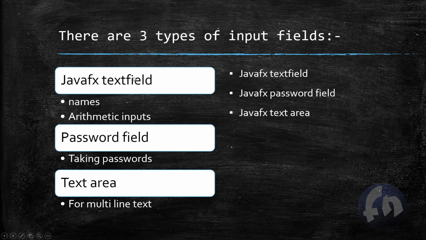Okay, so the JavaFX text field is used for taking names. Maybe you can have item names or some short description, but mostly it's for taking names. You may also use it to take some arithmetic inputs. The JavaFX password field, as the word goes, is used to take passwords. Then we have the JavaFX text area.